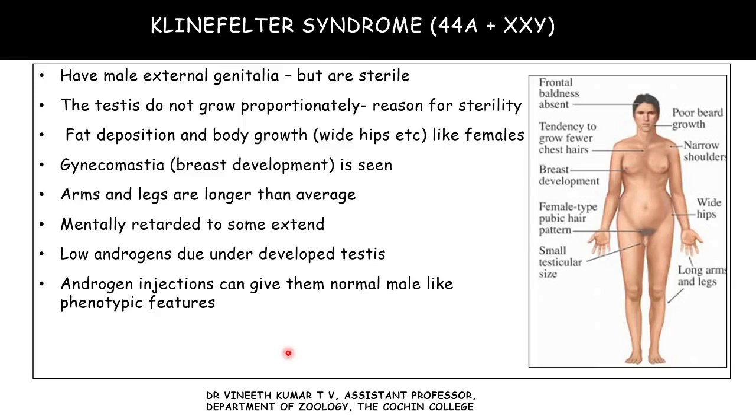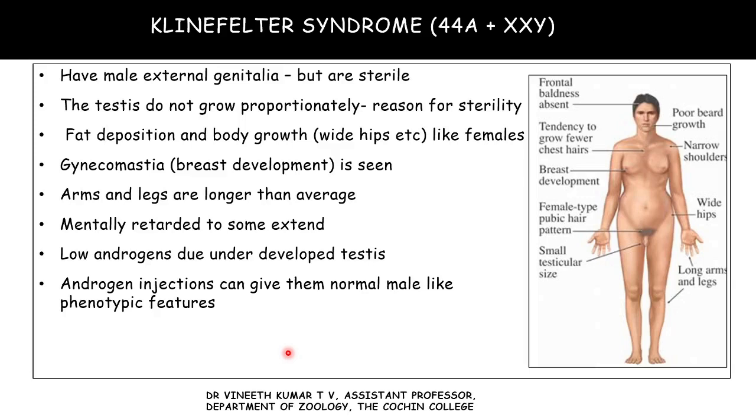Then arms and legs are longer than average. They are usually mentally retarded to some extent, not like Down syndrome, but they show a lesser IQ than normal individuals. They have low androgens, and this is due to the underdeveloped testes. If this is detected early, androgen or testosterone injections can be given, so that the male features can be maintained. That means the more female-like characters will not appear.